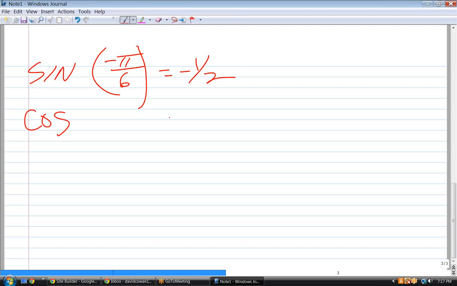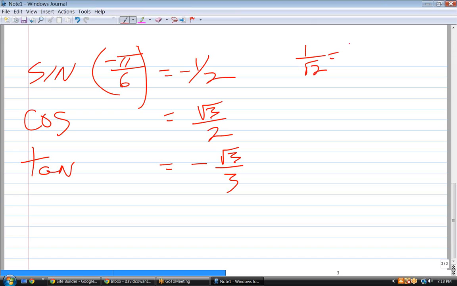Cosine? Cosine's going to be positive root 3 over 2. Yep. And tan? It's going to be negative 1 over root 3, which is negative root 3 over 3. Yeah. One thing to remember is that 1 over root 2 is the same as root 2 over 2. 1 over root 5 is the same as root 5 over 5, and so forth.